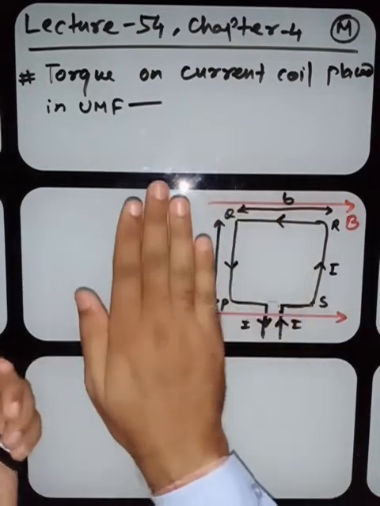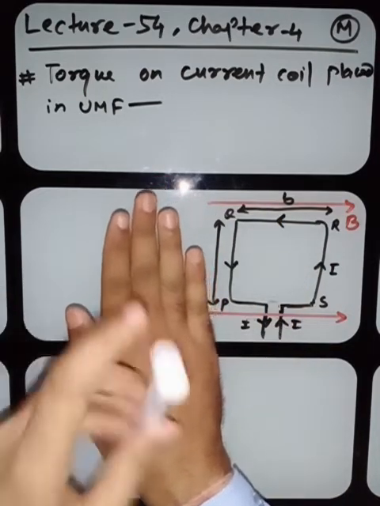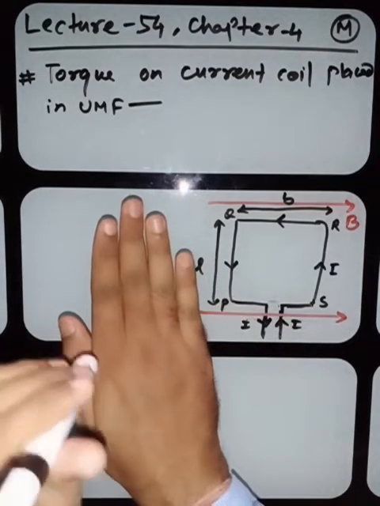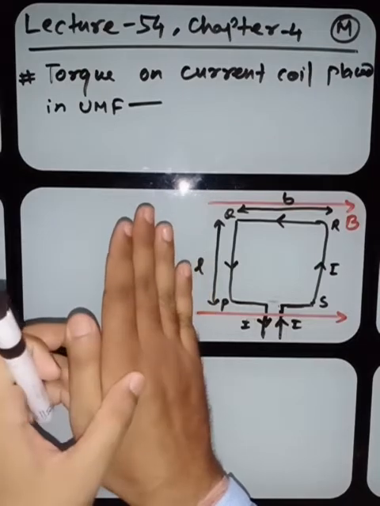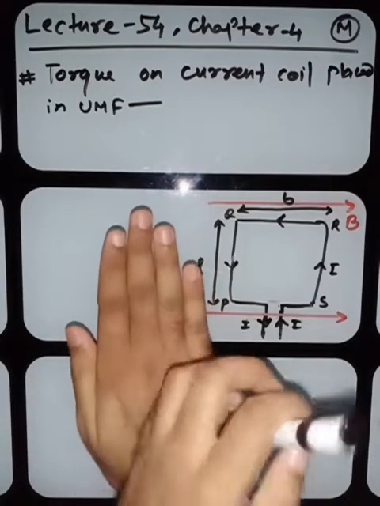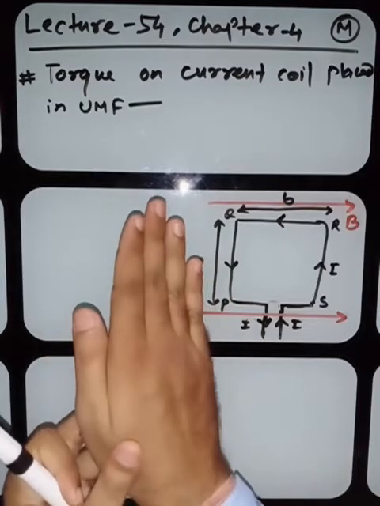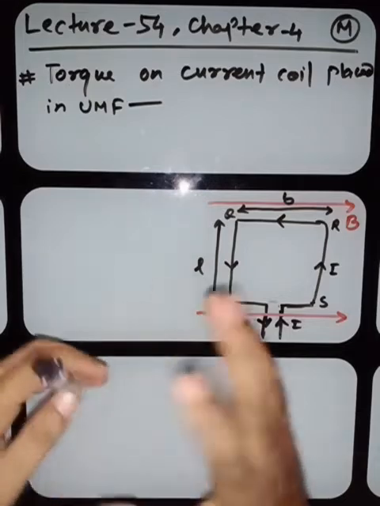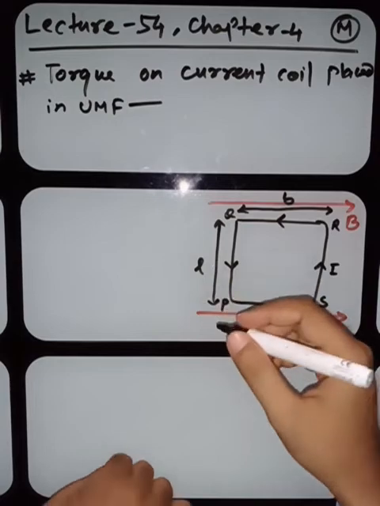Suppose this is the coil, one force acting in this way and another force acting in this way, one downward and one upward. So what will happen? This upward force will try to pull this one this way, and the downward force will try to rotate the coil this way. All right, so it will start rotating in this manner. Now let me find the directional force.